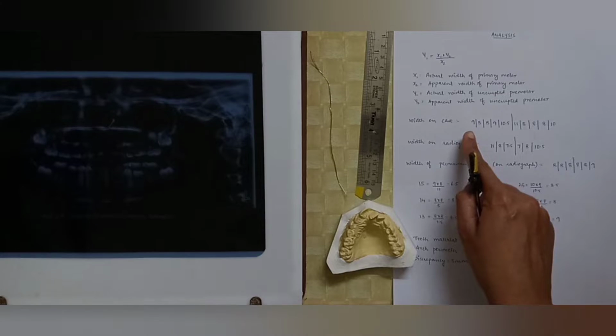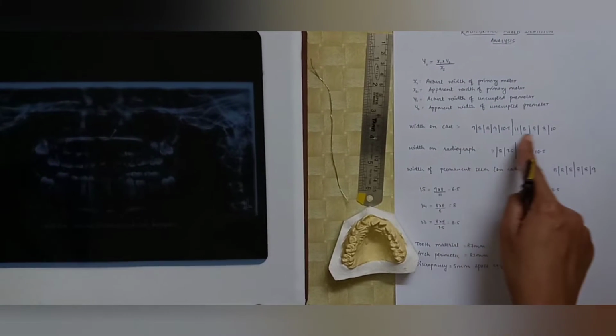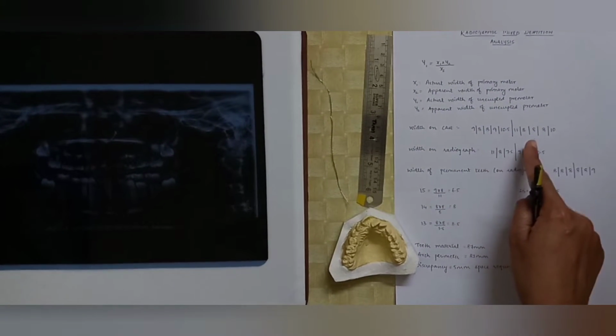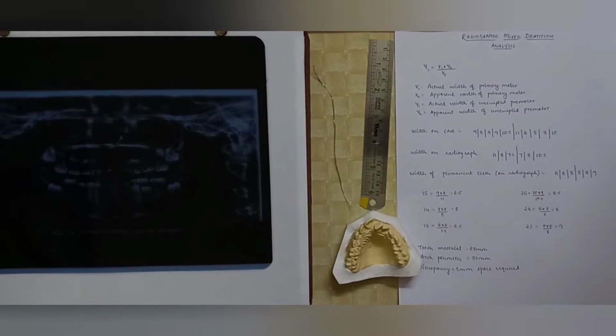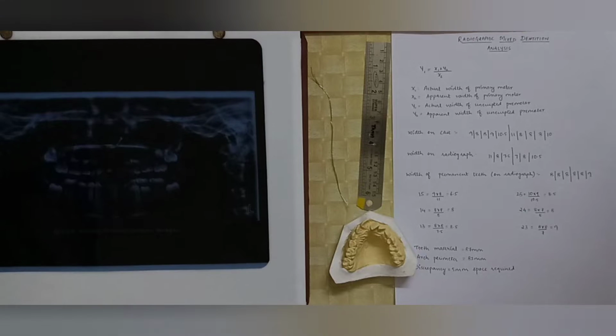Over here we have already done it. So we get the value of all the deciduous teeth as well as the permanent lateral and central incisors that are present in the oral cavity. Now we are going to see their width on the OPG that we have.